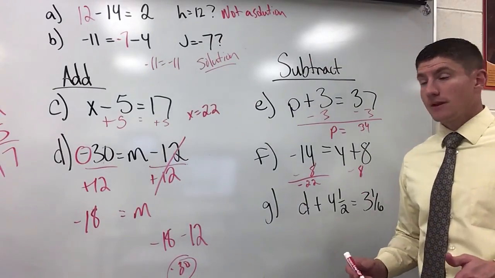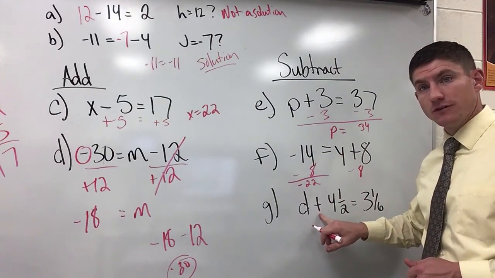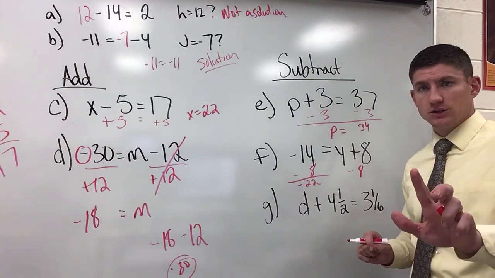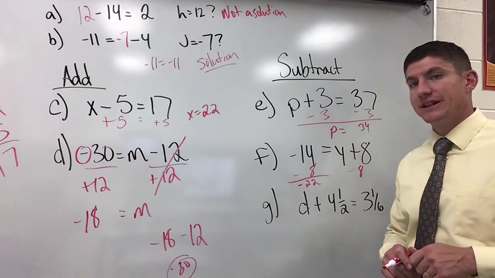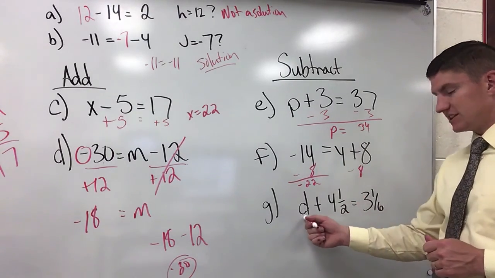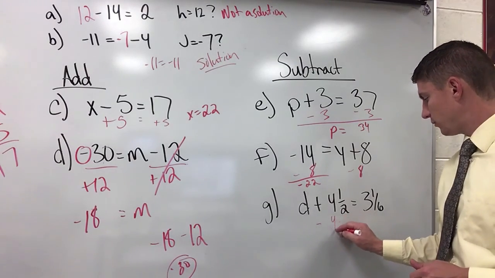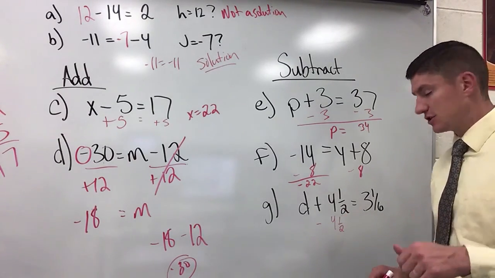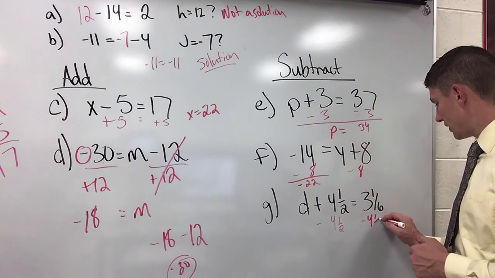For letter G, I've got to continue my method of subtracting because I have addition happening in the middle of this equation. However, I have fractions. When I have fractions, I have to make sure that I'm adding or subtracting with common denominators. Let's take a look. To solve for d, I want to get d by itself. That means I use inverse operation. It says plus 4 1/2. I would minus 4 1/2 as the opposite or inverse operation. What I do to one side, I do to the other side. So I would minus 4 1/2 over here.